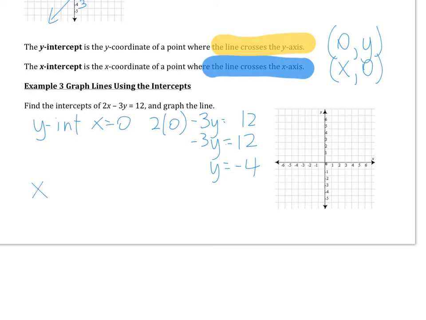And for the x-intercept, y must equal 0. So you substitute a 0 in for y.